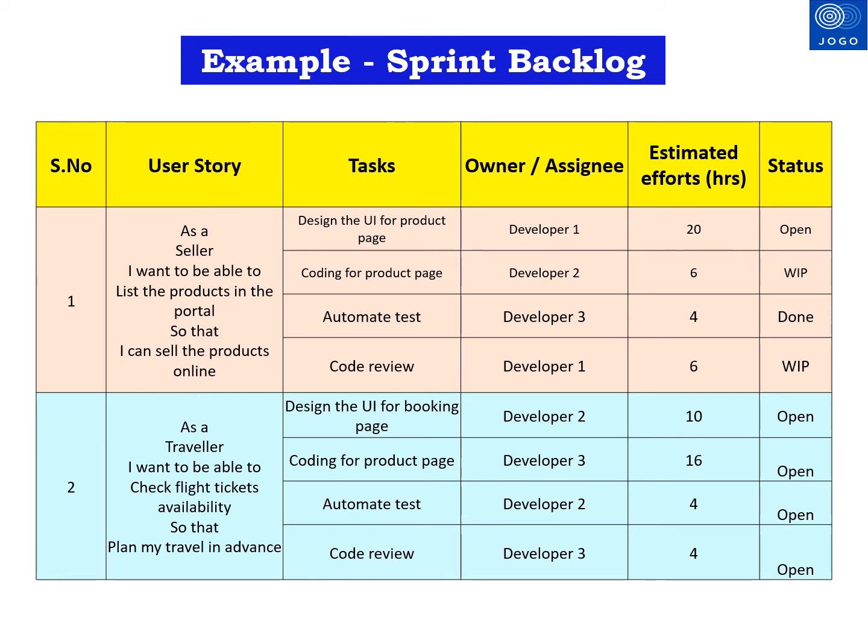Tasks will be assigned to the developers. So here you can see developer 1, developer 2 like that. Each task will have the effort estimation and the current status. So this is the sample sprint backlog. It will have the user story, the technical tasks related to the user story, and the owner or assignee of the task, mostly the development team, the task estimation in hours, and the status. This will be used throughout the sprint to see the status and complete the commitments.